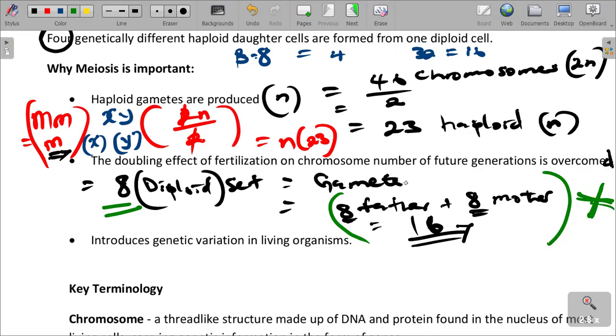The gametes are going to be haploid instead of remaining diploid. So meiosis allows haploid cells to be formed that are used in reproduction and fertilization. That is what we are referring to as avoiding the doubling effect.